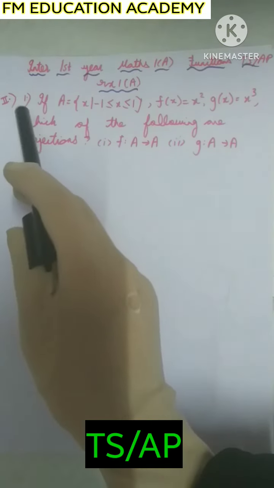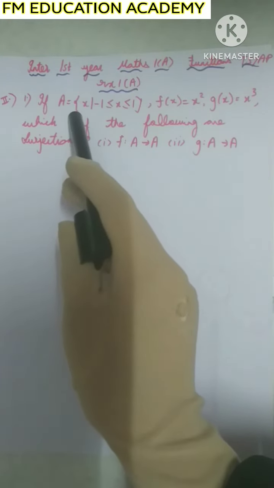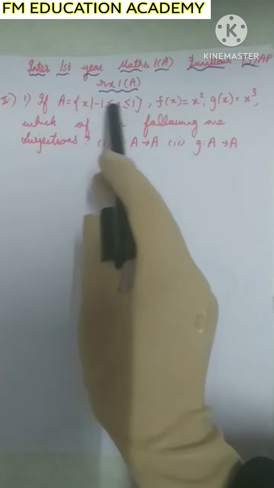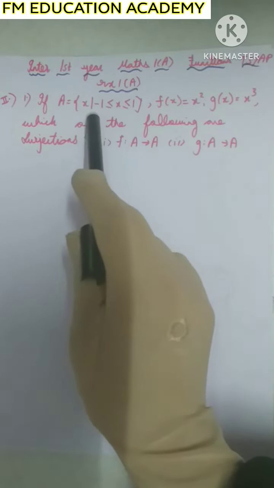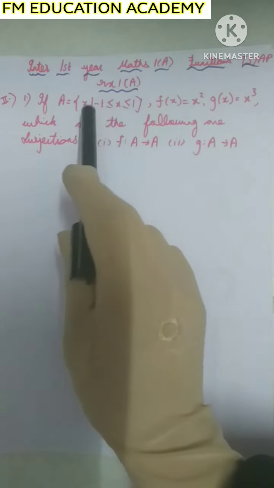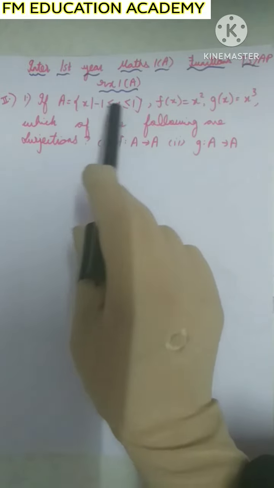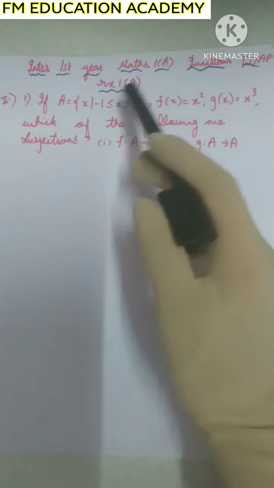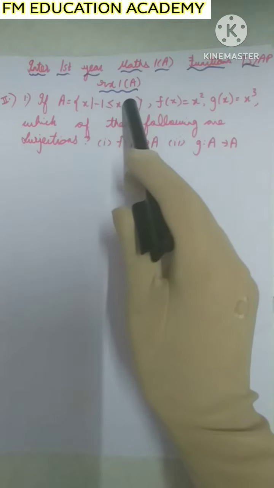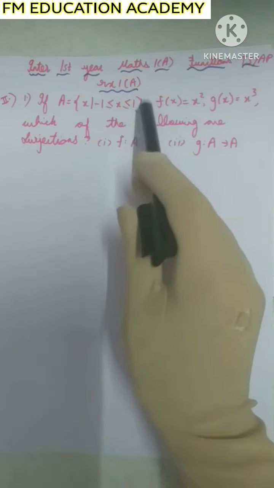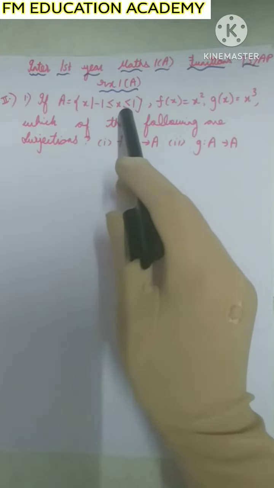So the second Roman first question is, if A is equal to {x in the range from -1 to +1}, that is x is in between -1 to +1, and it can also be equal to -1, it can also be equal to +1. This is called less than or equal to. It means x is either greater than -1 or x is equal to -1. Similarly, x is either less than 1 or x is equal to 1.